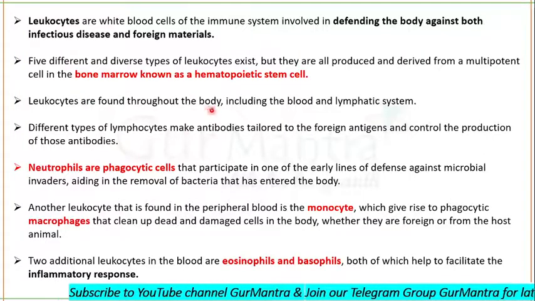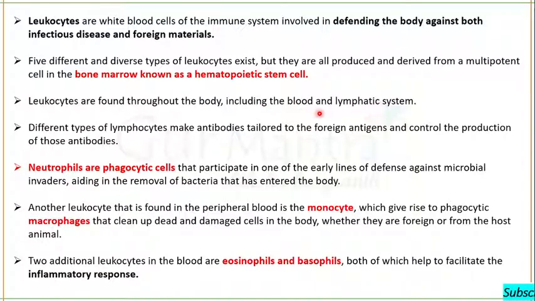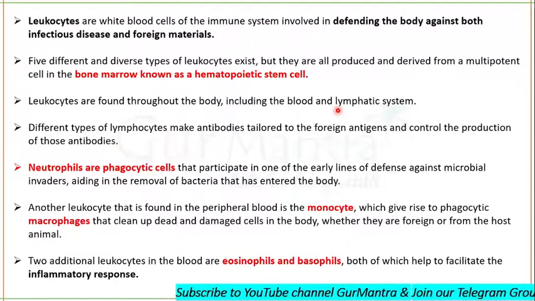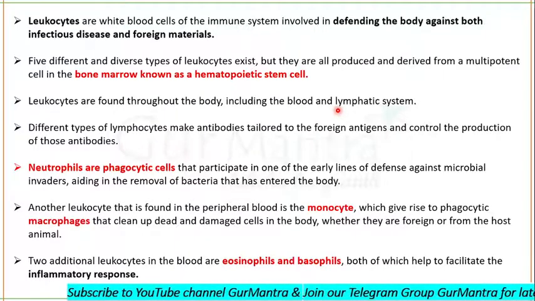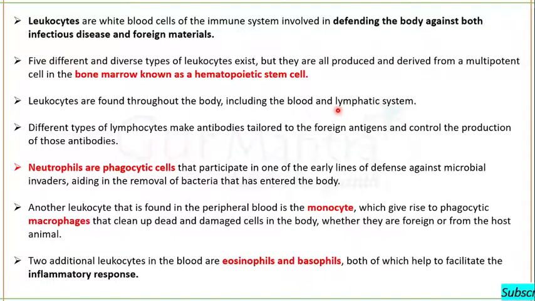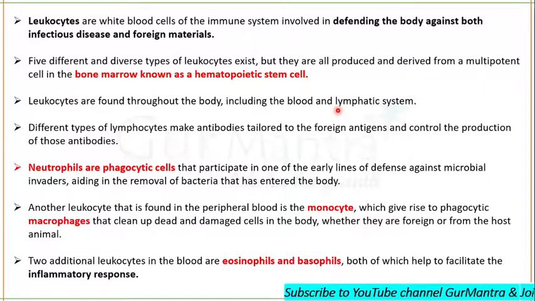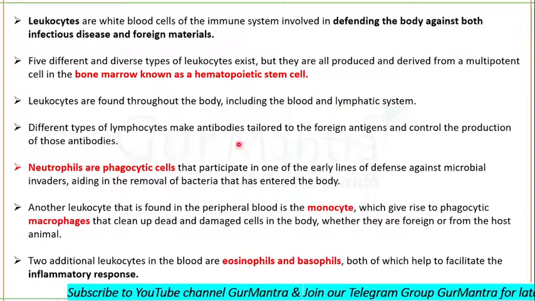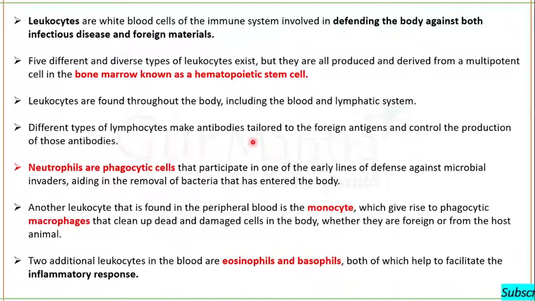Leukocytes are found throughout the body, including blood and lymphatic system. Hematopoietic cells give rise to all types of cells. Okay, all types of cells arise from hematopoietic cells. In bone marrow, red blood cells are produced from the bone marrow. They also arise from the hematopoietic cells. Different types of lymphocytes make antibodies.